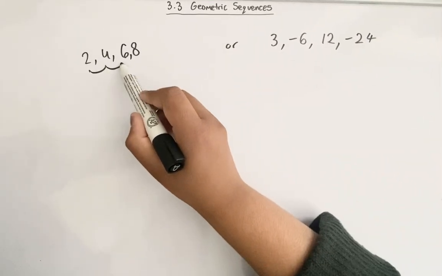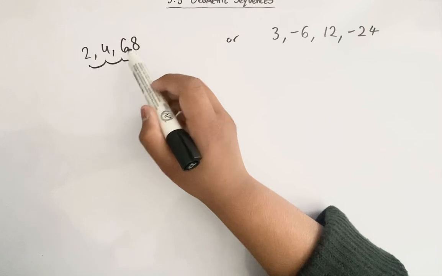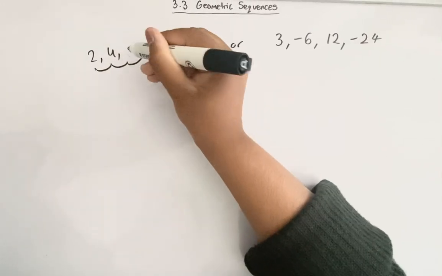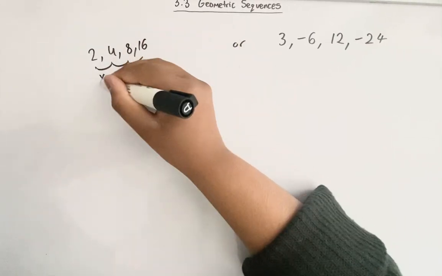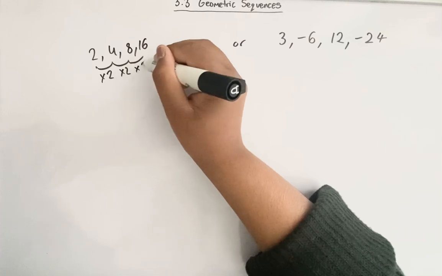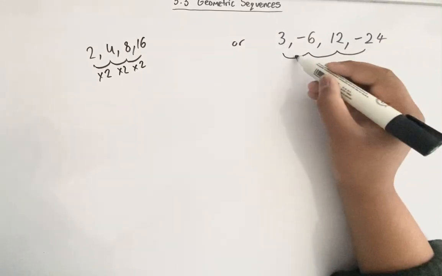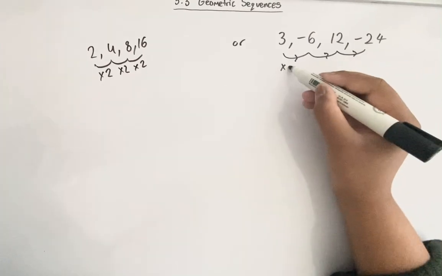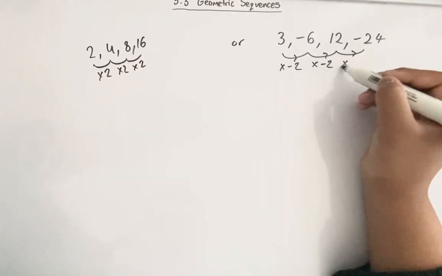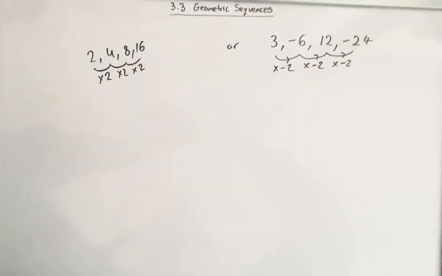Here, we can see to get to the next term, we're multiplying by 2 every time, so it's a geometric sequence. Here, we're doing something similar, but instead of 2, we're multiplying by -2. So the terms flip from positive to negative every term.